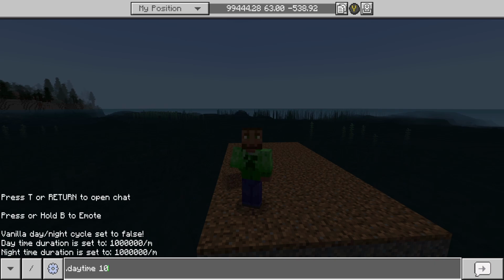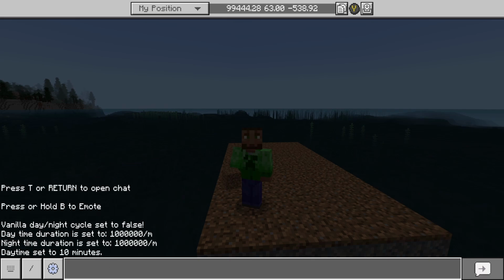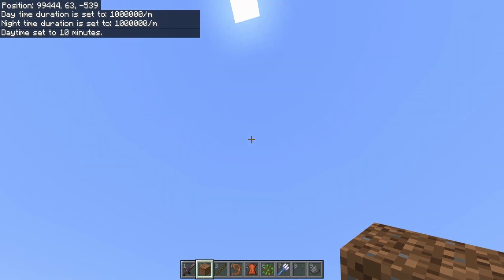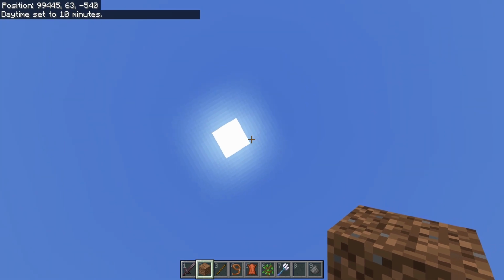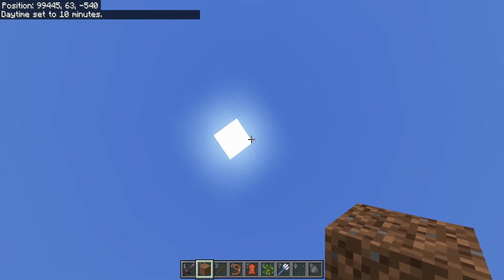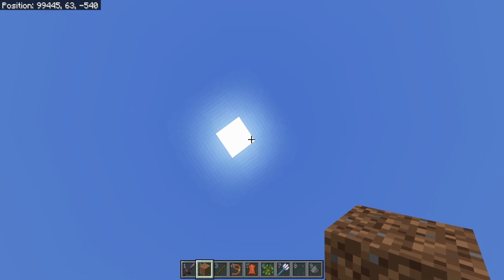So by default, whenever you download this pack, it's going to be set to the default time of 10 minutes day, 10 minutes night, which gives you the full 20-minute day-night cycle that is traditionally from vanilla Minecraft. So to replicate that, we can put in 10 minutes for the daytime. And if you look up, you can see that we have the normal 10-minute daytime sun movement. And if I place my cursor right here, you can actually compare the sun against it and see that it is actually moving pretty slowly.